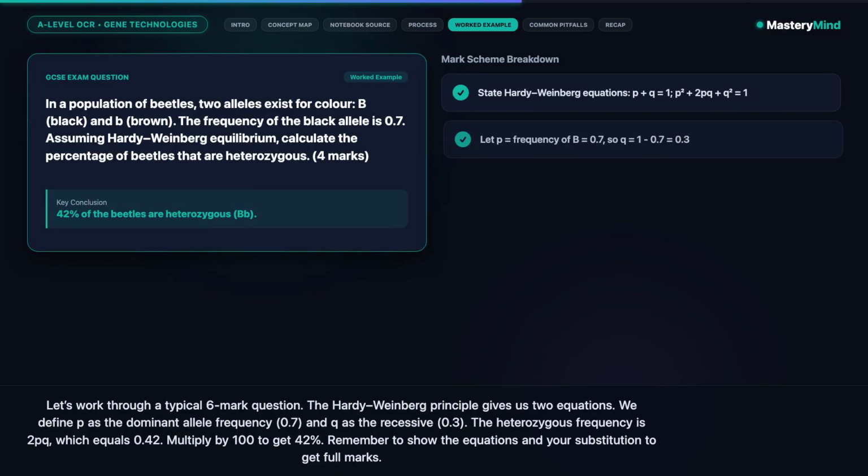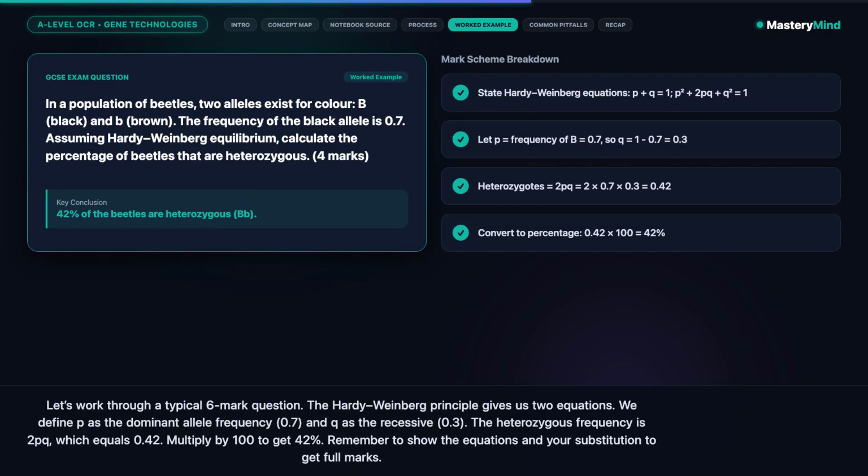The Hardy-Weinberg principle gives us two equations. We define p as the dominant allele frequency, 0.7, and q as the recessive, 0.3. The heterozygous frequency is 2pq, which equals 0.42. Multiply by 100 to get 42%. Remember to show the equations and your substitution to get full marks.